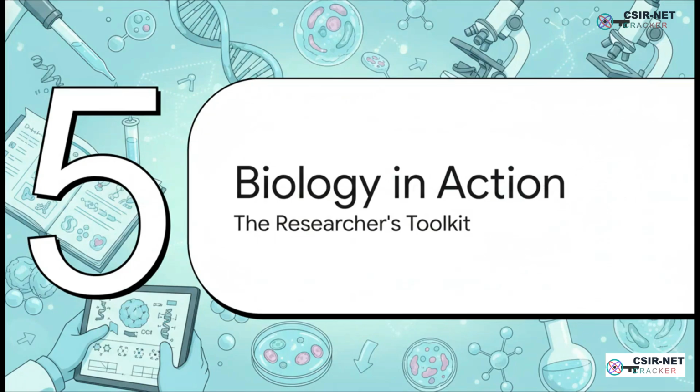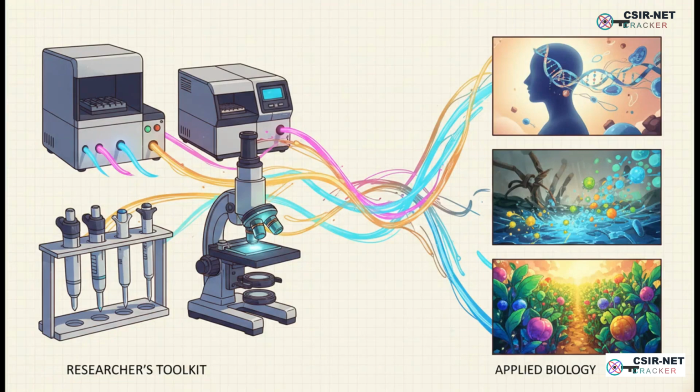All right, for our final theme, we're going to get practical. This is biology in action, or what I like to call the researcher's toolkit. How do we know all the stuff we've just been talking about? Well, this part covers the methods we use to study life and the ways we apply that knowledge to solve real-world problems. This theme neatly groups the last 2 units of the syllabus.